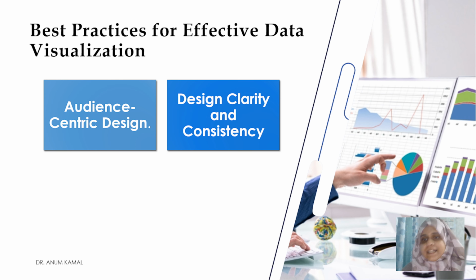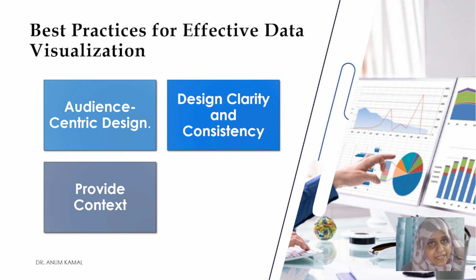Design clarity and consistency. As I said, choosing the right chart for our data, keeping the design clean, and using consistent colors, fonts, and labels can avoid clutter and ensure clarity. Then provide context. Always provide context by including labels, titles, data sources, and acknowledgements. This helps viewers understand the significance of data and also builds trust in the results.